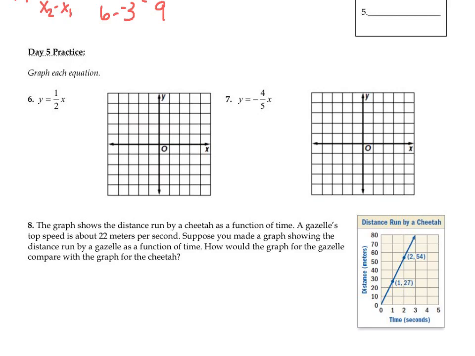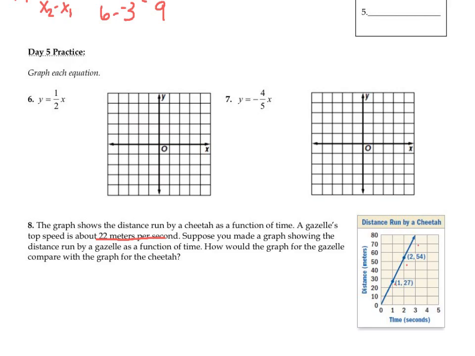So, if the gazelle is running at 22 meters per second, in 1 second it's going to be over 1, up 22. At 2 seconds it would be at 44. At 3 seconds it would be at 66. Okay. And by putting in those dots, we can see that the slope would be less steep.